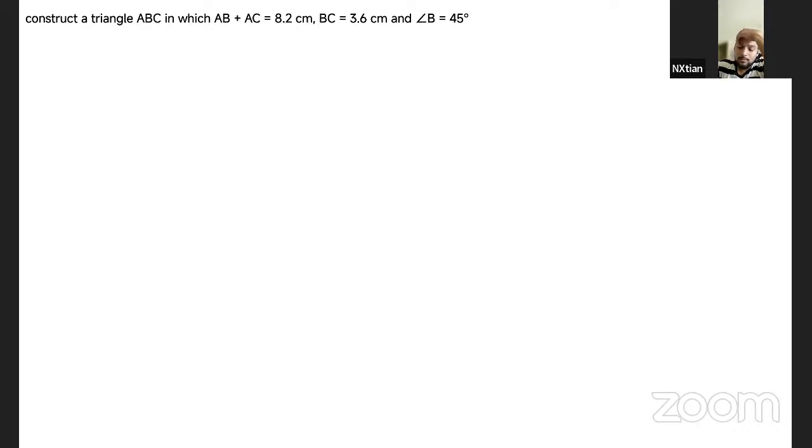First of all, we will draw a rough diagram. A triangle ABC is given, and this angle B is 45 degrees. Only this is given. It is given that the sum of two sides, meaning AB plus AC, is 8.3. And BC is also given, 3.6. So now you have to make this. The first is this thing only.